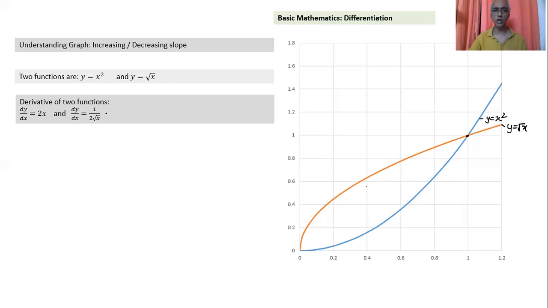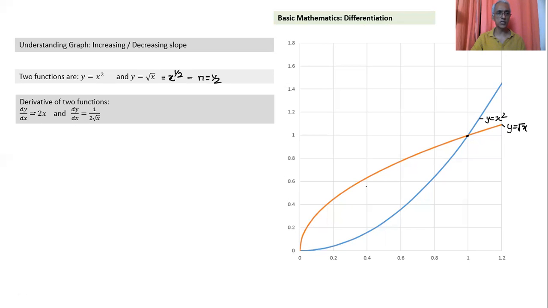Since we are talking about the slope of the curve, we'll take the derivative. Derivative of the first function is 2x. Derivative of this function is 1 by 2 root x. So we should understand this function could also be written as x raised to power 1 by 2. In this case, we can find this derivative using n is equal to 1 by 2 in this expression. I'm not going to do it. You should practice it yourself. These are the two derivatives.